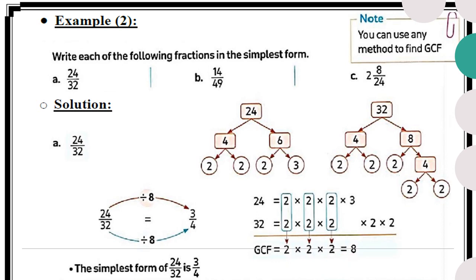And now we will simplify by dividing by 8. So 24 divided by 8 will be 3. And 32 divided by 8 will be 4. So here 24 over 32 equals 3 over 4. And 3 over 4 is the simplest form.